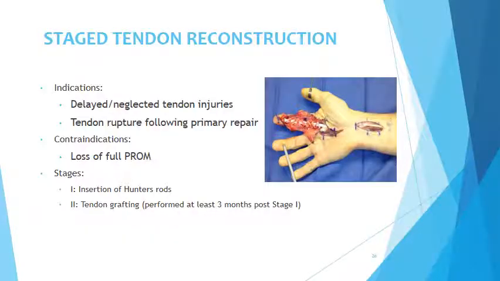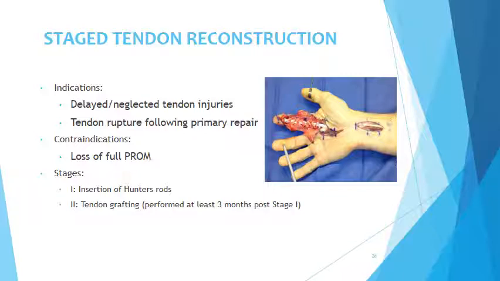What happens if there's been a delay in the tendon reconstruction or repair, or it has been neglected? The patient assumed that they got hurt, but it wasn't too serious, so they only presented at a later stage. Or the tendon has ruptured after a primary repair. Well, then a 2-stage tendon reconstruction will be done. Only if there's not a loss of full passive range of motion.